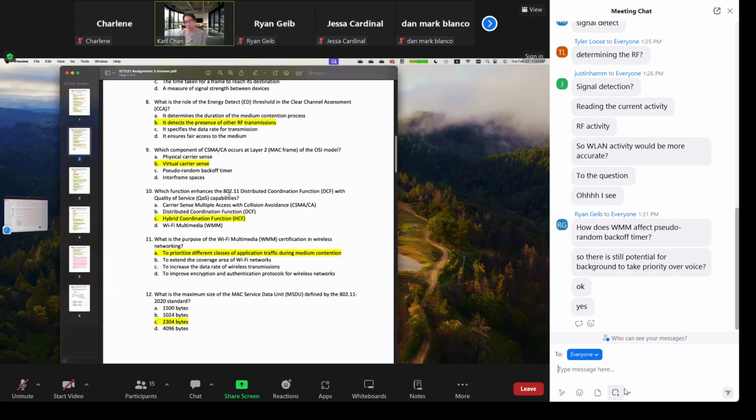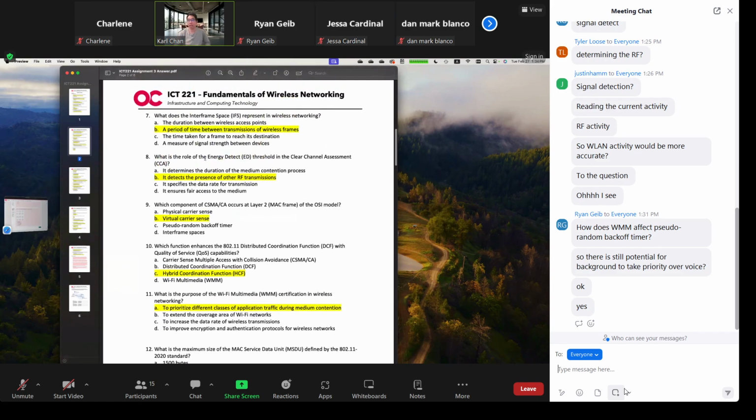Okay, now I go through the next question. This one. Okay, energy detect. What is the role of the energy detect threshold in a clear channel assessment? We have talked about this, right? It detects the presence of other RF transmissions. If another device is transmitting on the same frequency, this energy detect can sense that the noise of the channel is very high, and then it will hold the transmission until the channel is clear.